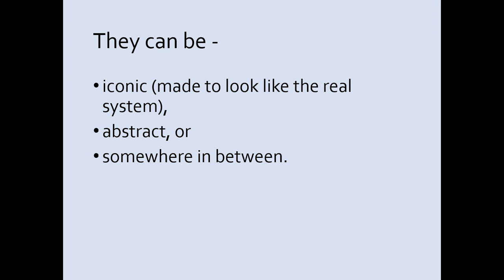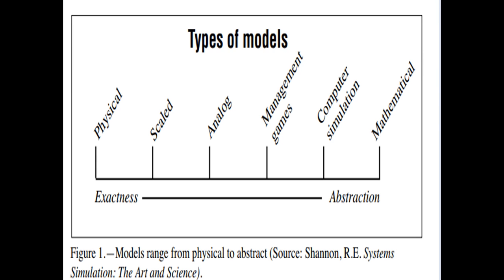This is just for increasing your knowledge on modeling. We are trying to understand slightly more than required. So, this is how the models look. If you put it on a scale of exactness, that is reality, to abstractness, unreality, it moves from left to right. Physical models are the most exact.